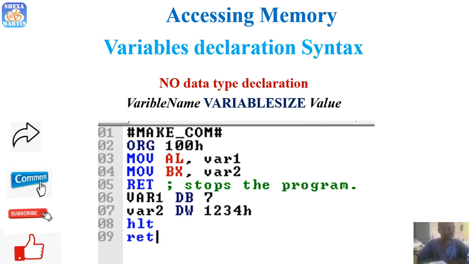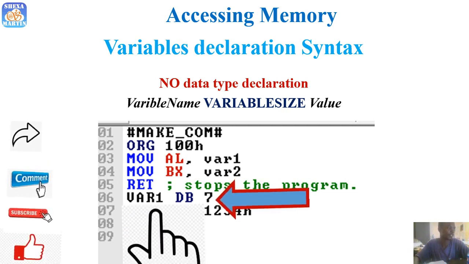The variable that we have declared here is var1, variable 1, and it's of size byte, and it's initialized to 7. Variable 1, that's the name of our variable, initialized to 7, and it's of size byte. So I can read this line of code as: define byte variable called var1 and initialize it to 7. So that's our variable declared. The variable is now declared.